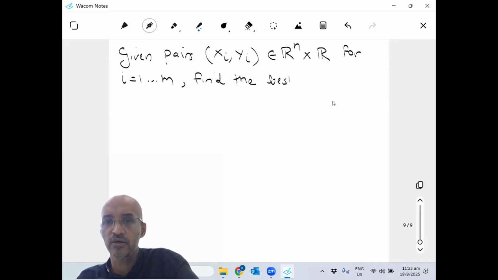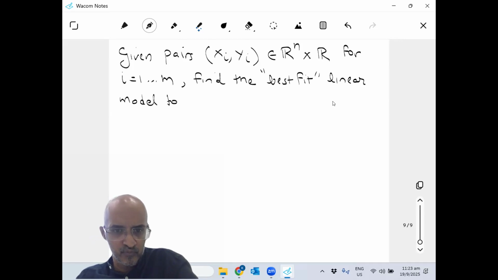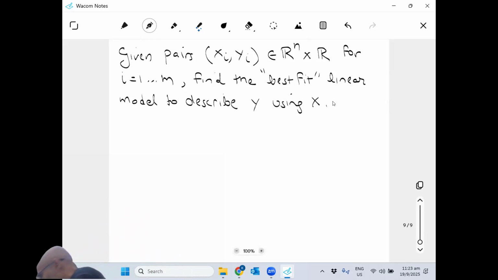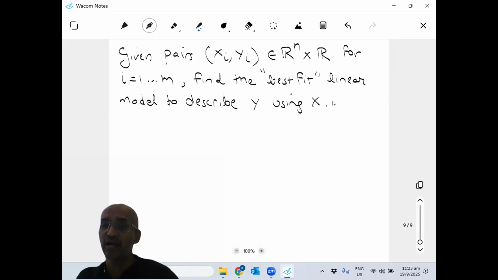I want to find the best fit. Of course, we have to define what a best fit is. A linear model to describe y using x. So this is a standard statistical regression problem. I'm given pairs. This is a vector. x could be in very high dimensions. It could be anything you're using to predict an output of interest. And I've got M such points.